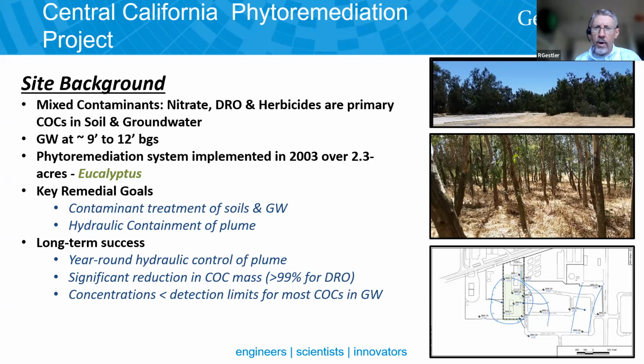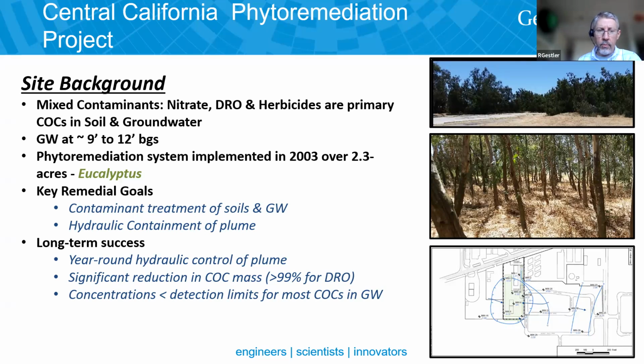So a wide array of contaminants here in both soil and groundwater. Groundwater at this site typically occurs somewhere between 9 and 12 feet below ground surface. So in 2003, about 20 years ago, a stand of about 2.5 acres of red gum eucalyptus was planted over the most affected portion of this site, where both soil contamination occurred and, by connection, there was groundwater contamination as well.